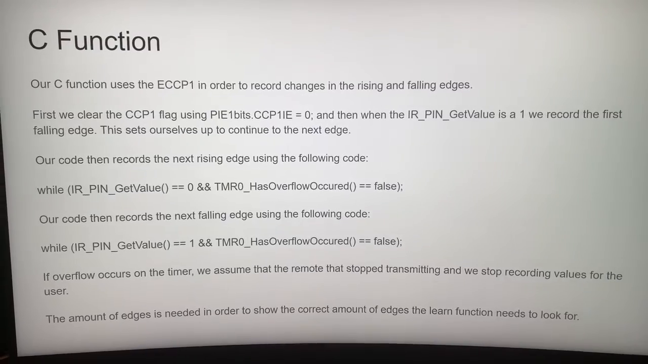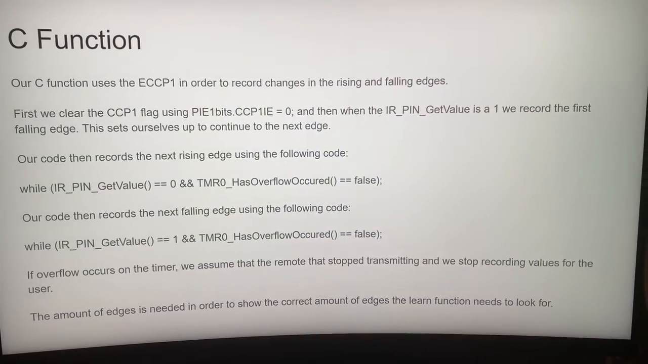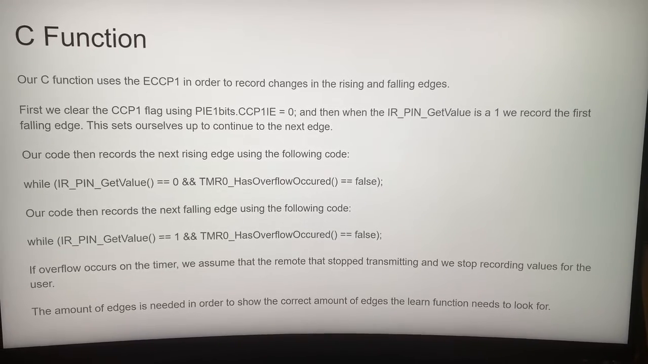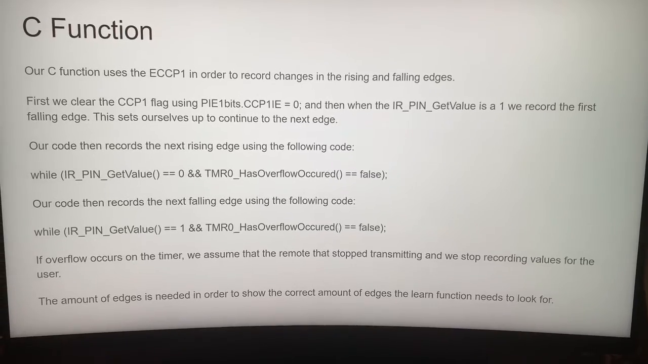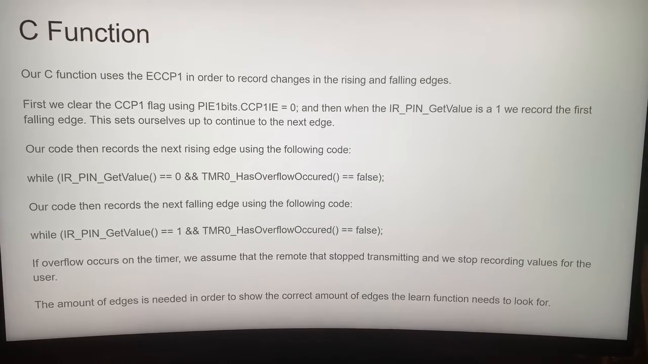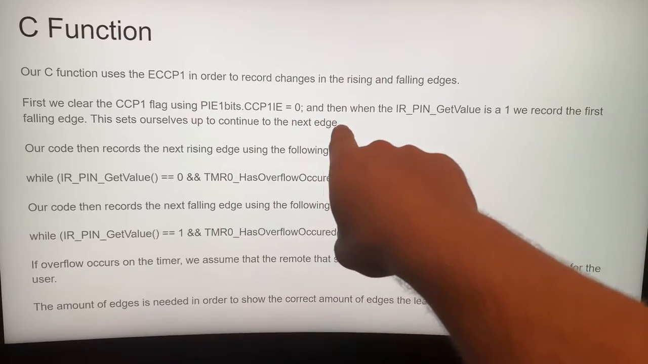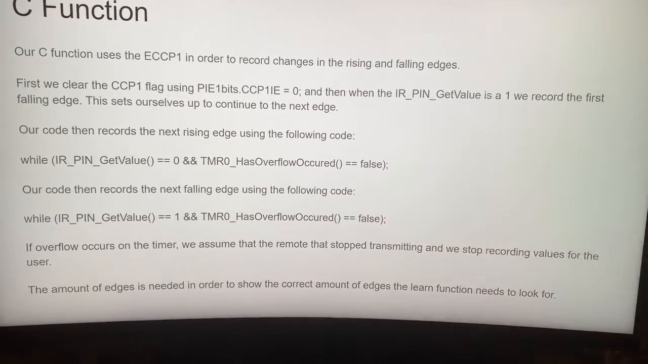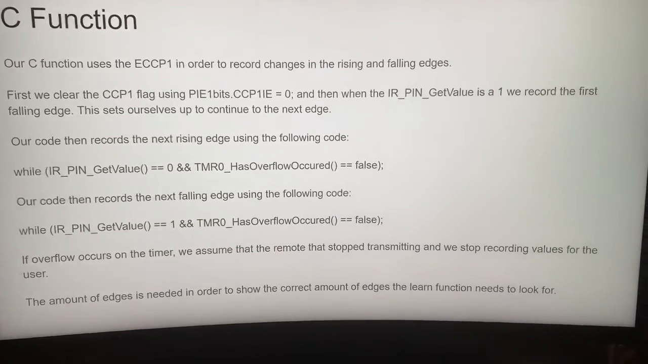So this is our C function. Our C function uses CCP1 in order to record changes in the rising and falling edges. What we want to do is we want to first clear the CCP1 flag using this right here. This is what we want to get rid of. And then whenever the IR pin get value is a 1, we record the first falling edge, and this sets ourselves up to continue the next edge.